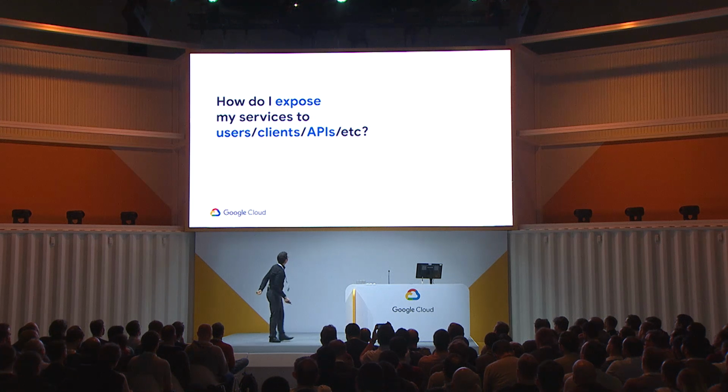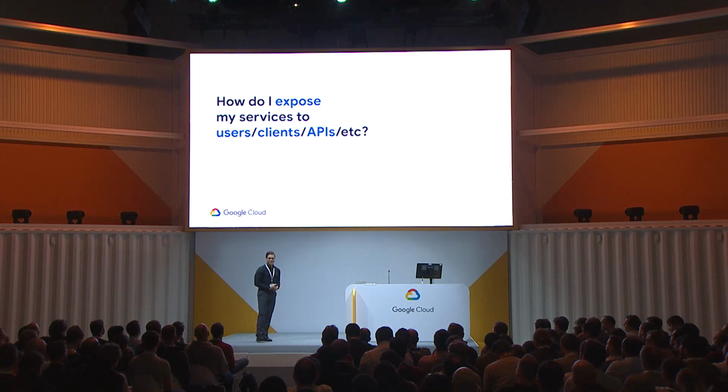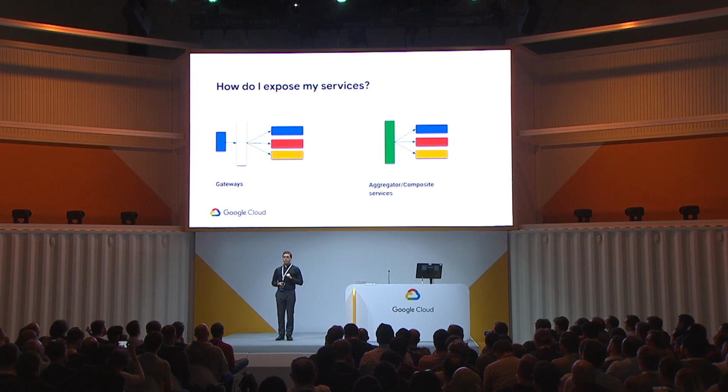I'll get to it. All right. How do I expose my services to my users, clients, and anything else that wants to consume my APIs? Let me tell you about two patterns that you can use to simplify the interactions between your services: gateways and aggregator or composite services. As the name implies, an API gateway acts like a door to your application, essentially. The gateway decouples your clients from your downstream services by sending API requests to the appropriate services, without the user needing to care where they end up.